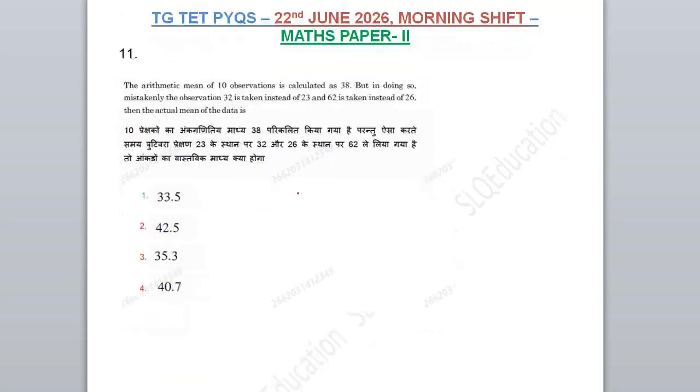Then next question. The arithmetic mean of 10 observations is given as 38. But in doing so, mistakenly the observation 32 is taken as 23 and 62 is taken as 26. Then the actual mean of this data is. So here we have to find the actual mean. So now, first finding the incorrect sum. What is the incorrect sum?